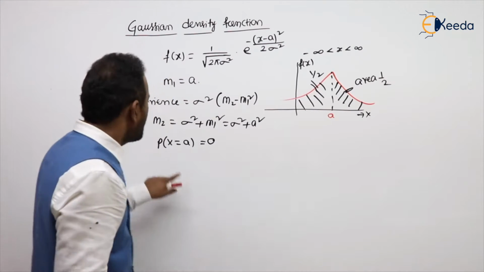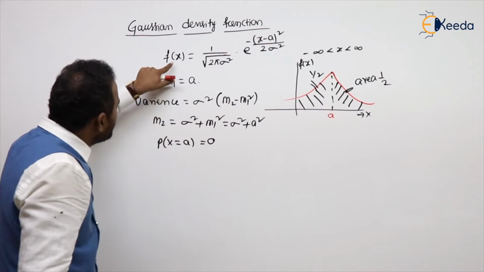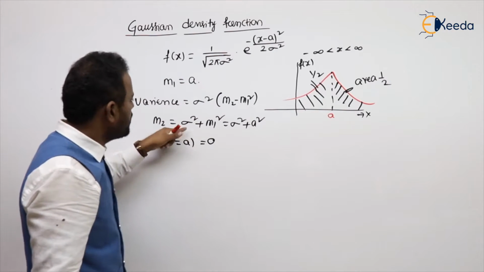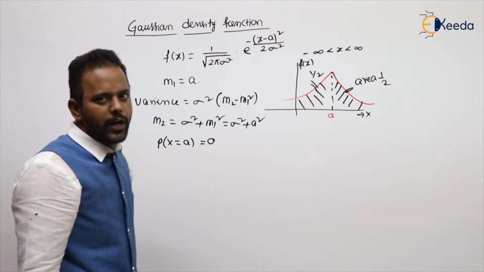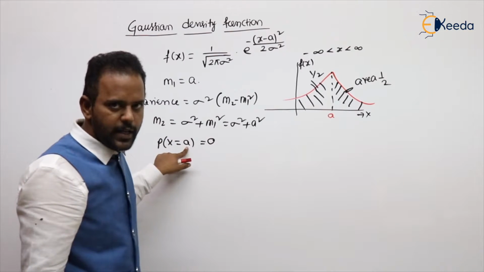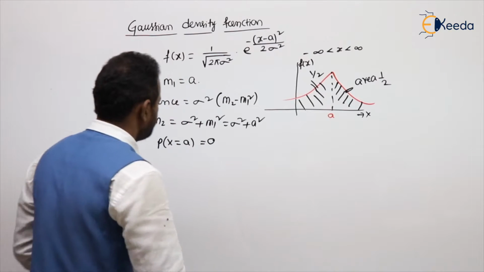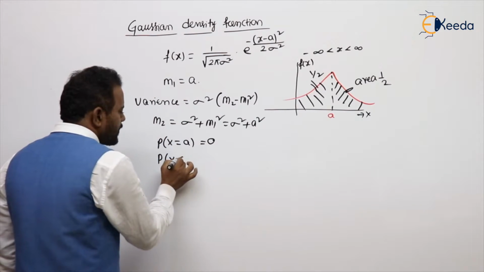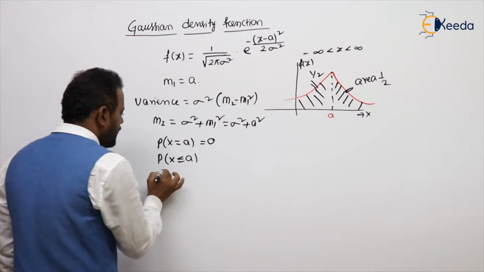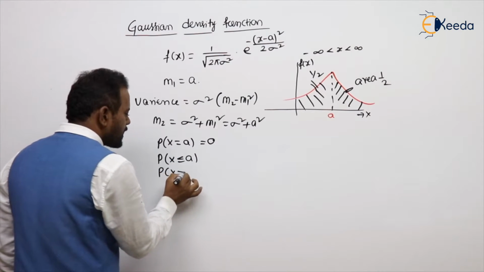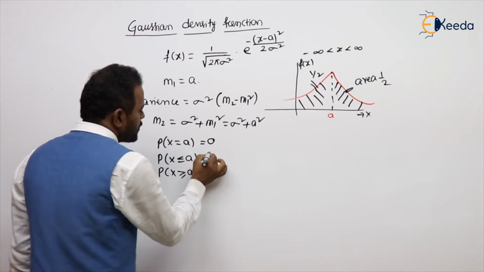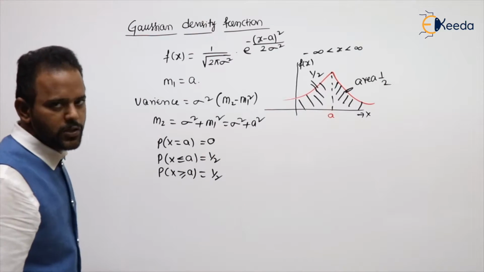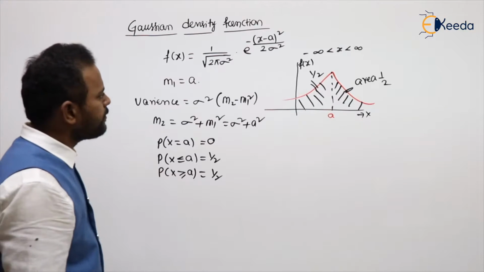Or if you want, how to calculate probability from PDF? Integrate. From where to where do we have to integrate? From a to a only, because I want it at a single point. Single point integration will be 0. Then what is the probability of x less than or equal to a, or the probability of x greater than or equal to a? Both will be half, that is 1 by 2, because total probability is 1.